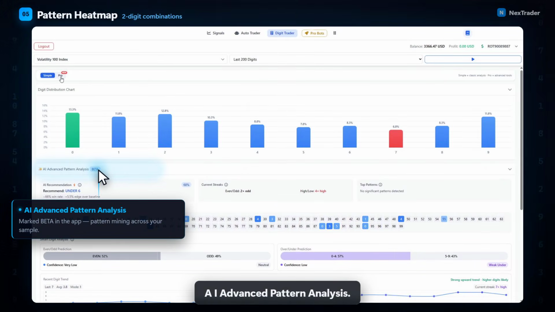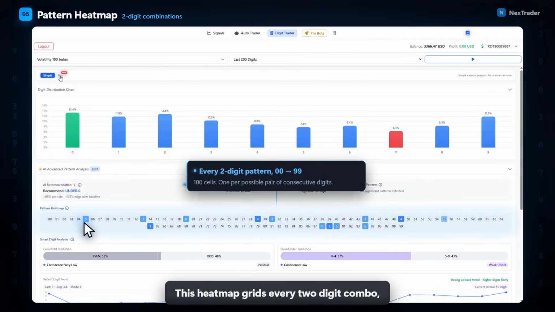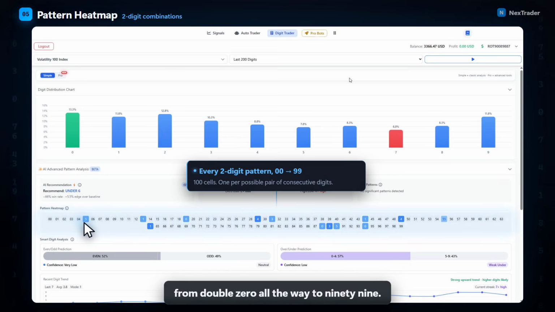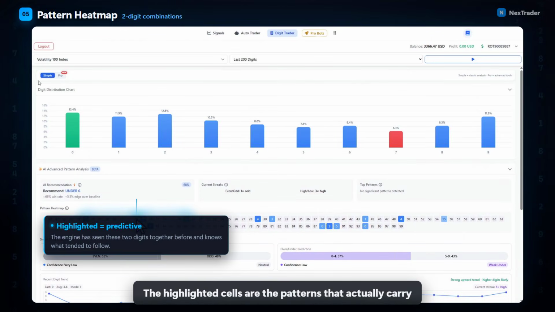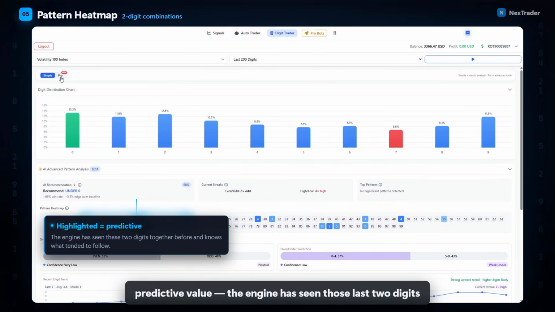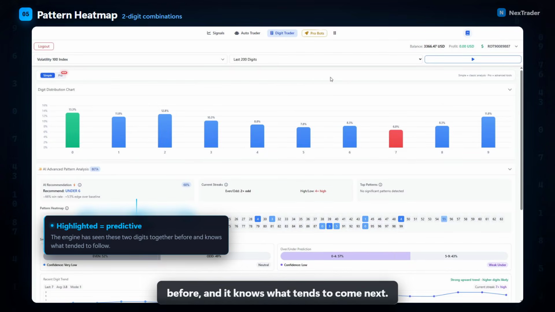AI Advanced Pattern Analysis. This heat map grids every 2-digit combo from 00 all the way to 99. The highlighted cells are the patterns that actually carry predictive value. The engine has seen those last 2 digits before and it knows what tends to come next.